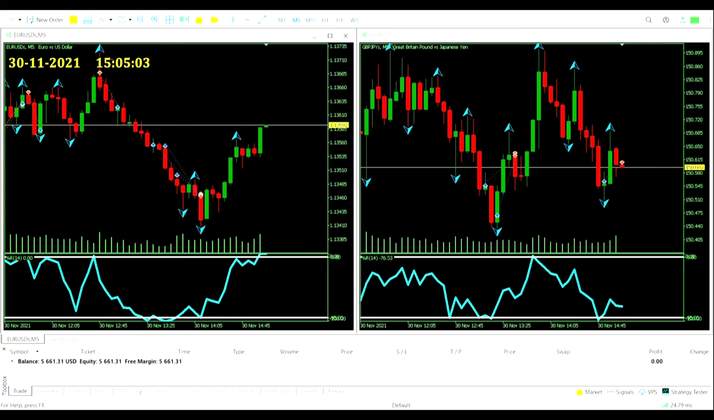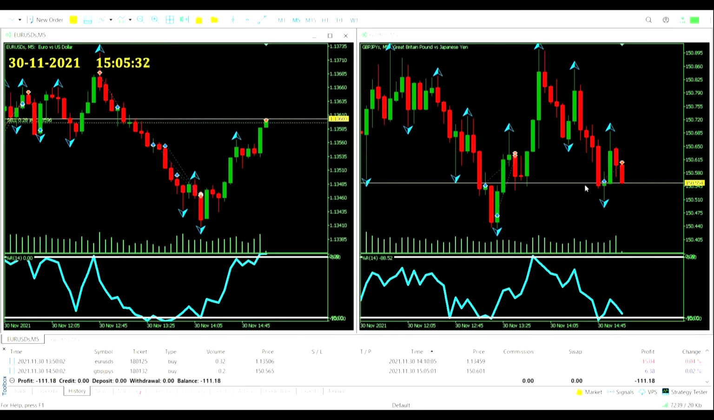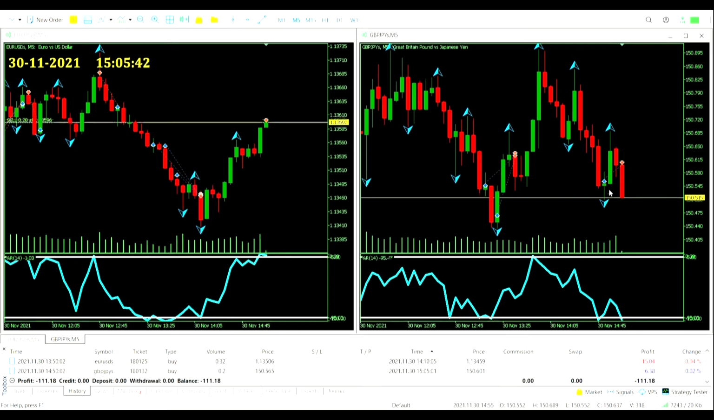Shut that down. Meanwhile, we are entering a sell trade on the Euro US dollar, 0.28 lots. Check the risk. Here we go. $6.38 was what we got out of the pound yen. Certainly better than a loss. And we're about $7 from profitability. Let's see if this Euro US one can get us there.